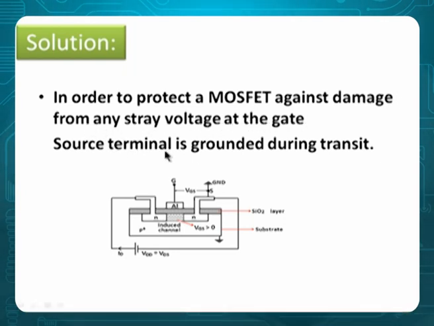In order to protect a MOSFET against damage from any stray voltage at the gate, the source terminal is generally grounded. That's why, by default and most of the time, the source is grounded, to avoid these stray problems. If you look at the manufacturing of this, we can see ground there. Option is C.